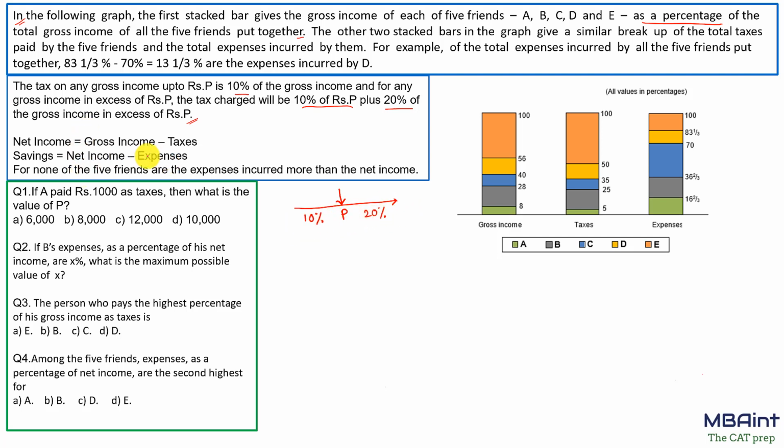Now we have two relations: net income equals gross income minus taxes, and saving is net income minus expenses. And further, we have an important point that for none of the 5 friends do expenses exceed the net income. Okay, so the expenses will always be less than or equal to the net income. They will not exceed the net income. Expenses will never exceed the net income. Now I need space, so let me switch to the next slide. So I just have the exact information which I need for solving this set.